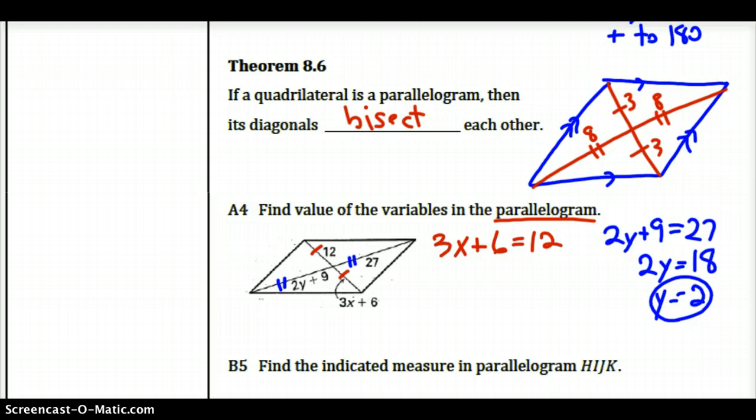We'll switch in here between the two. Subtract 6 on both sides. Divide both sides by 3. And we get x equals 2. This concludes the formal notes for 8-2.